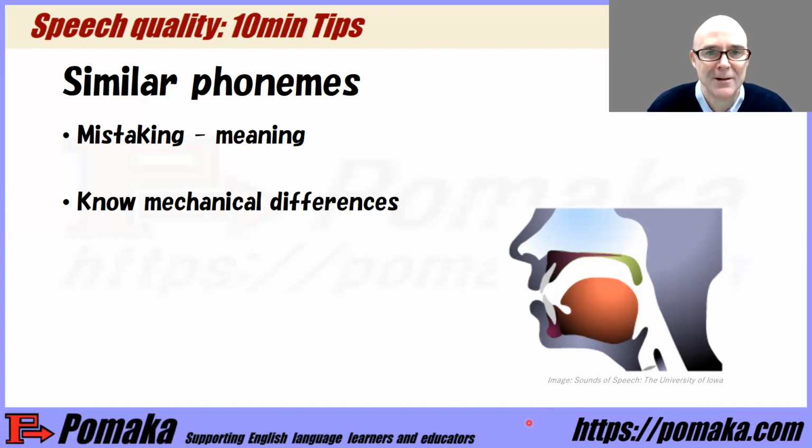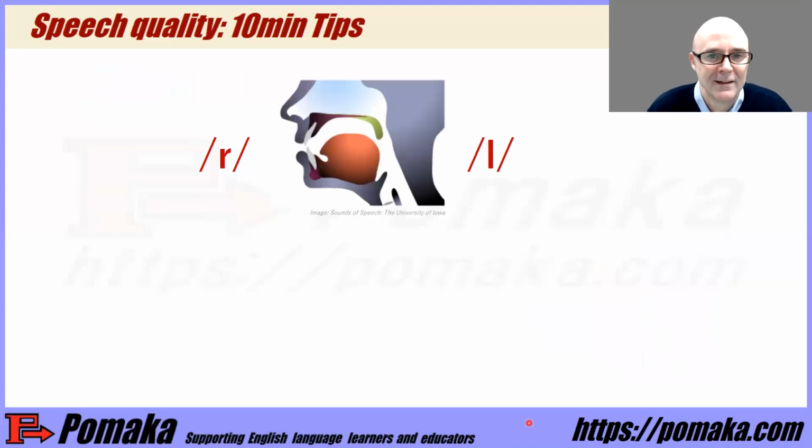Now, there are some sounds that learners often mistake in English, which are very similar. I want to look at two sets of examples today and just how we can tell the difference between the sounds by looking at the mechanics of how they're made. Let's look at these two phonemes. Can you read them? This phoneme is r. This phoneme is l.